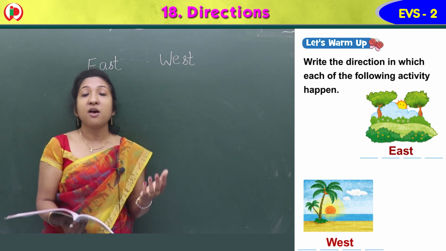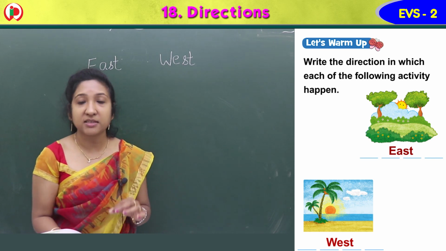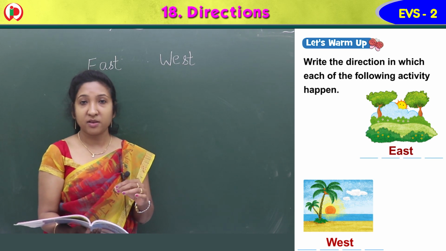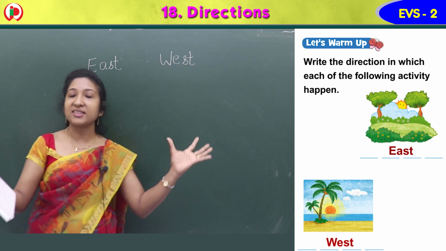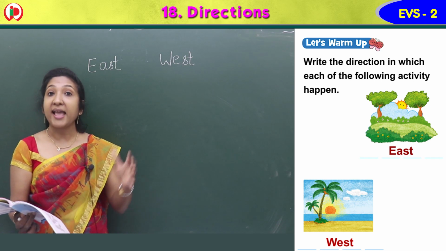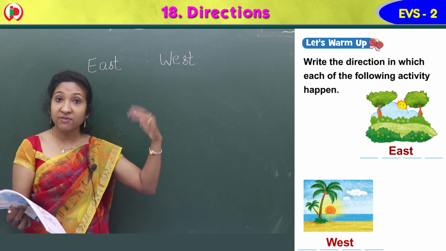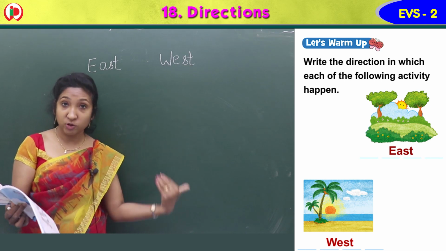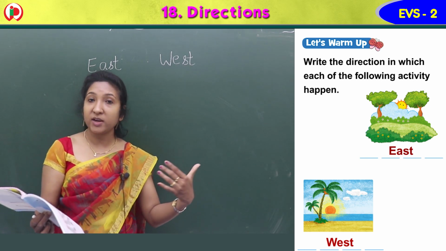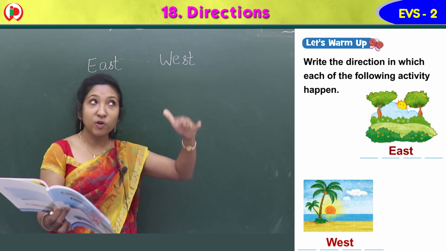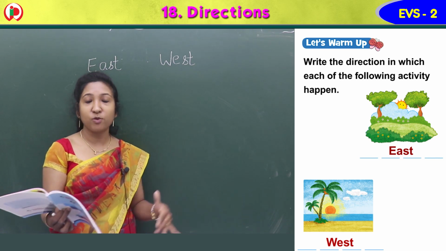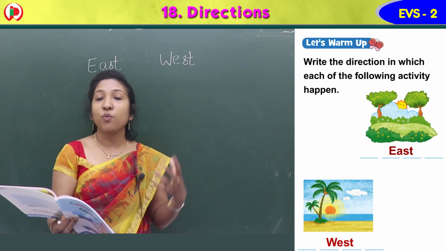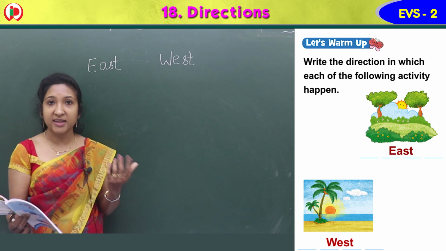So the sun rises in the east. The sun sets in the west. In the morning we can see the sun rising, isn't it? And in the evening, after coming back to your home from school, you can see the sun slowly going down, means the sun is setting, isn't it? So the sun sets in the west direction.